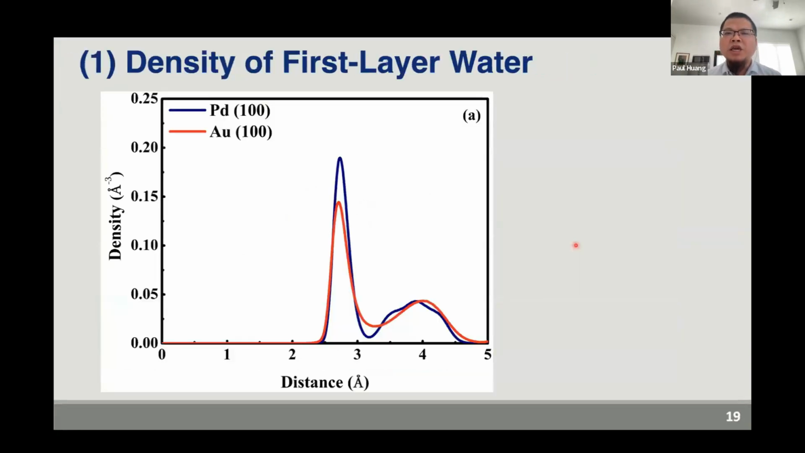So this is what we did. I'm going to show you really quickly without even explaining the details, but here please keep an eye on the comparison. All those following analyses are done on this first layer of water on both PD 100 and gold 100, and we try to see which one is more perfect.